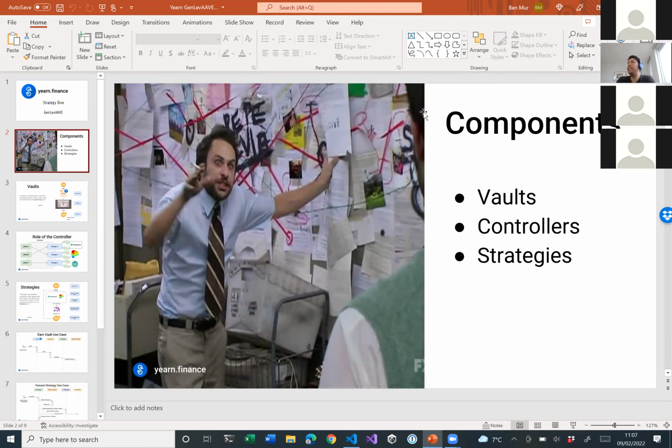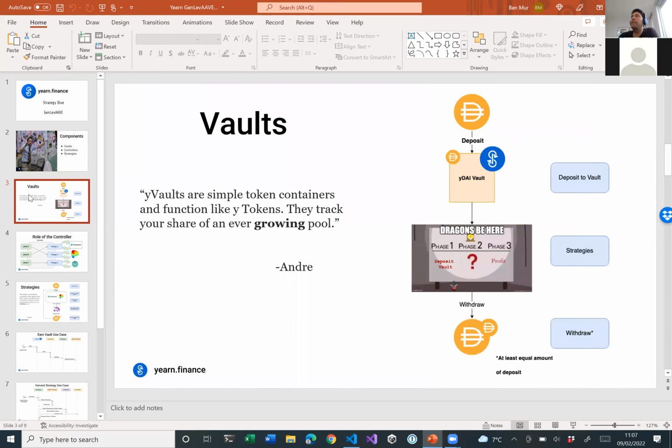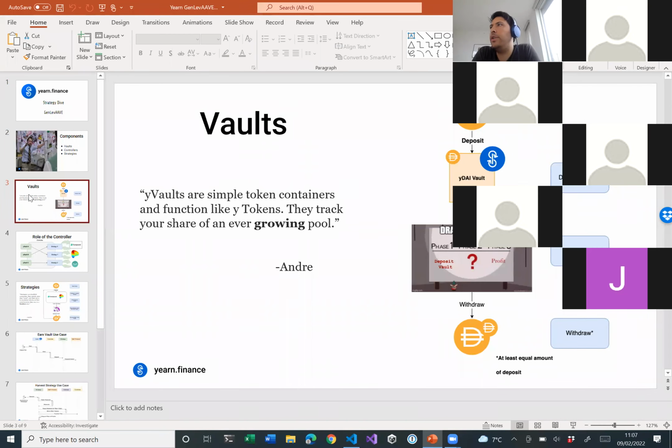If you don't know, Yearn has three core components: the Yearn vaults, the Yearn controllers, and the Yearn strategies. We can briefly have a look at each of those. Vaults are essentially simple buckets. They're containers of tokens. This is what the end user will interact with when they use Yearn.